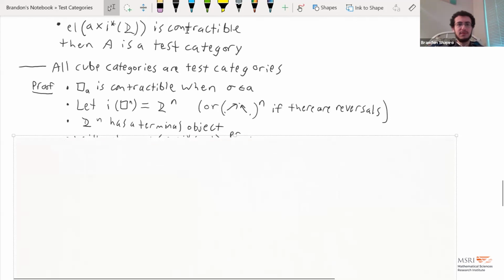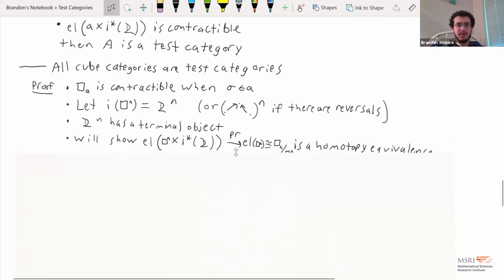And what we need to prove is this last bullet point, that products with representables are contractible. And just like before, we do that via a homotopy equivalence between categories of elements. So we're going to go from the category of elements for the n-cube cross what I'll call our interval, to just the category of elements for the n-cube.